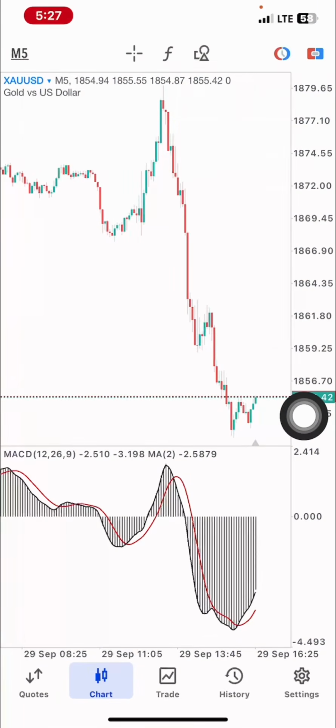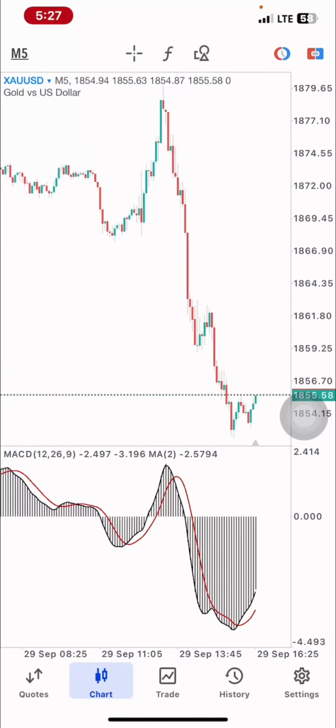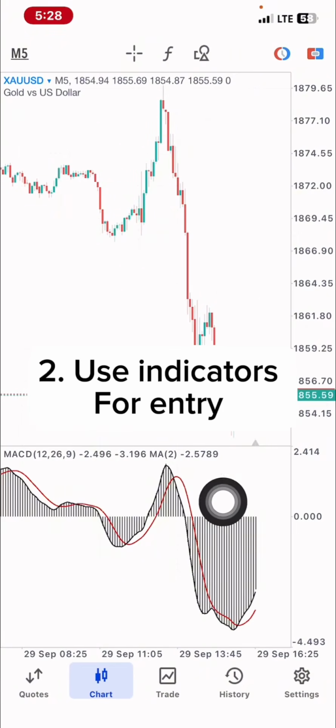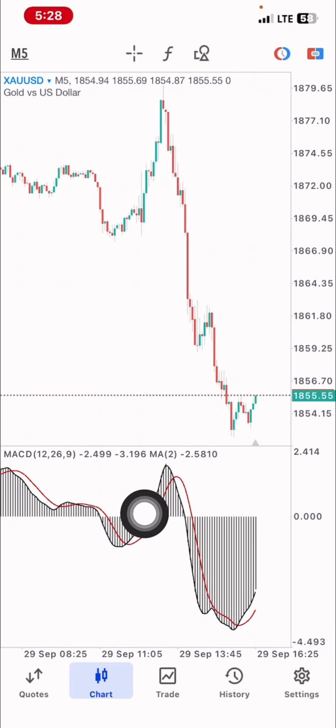So do not forget the 3 things you need to know before taking any trade. The first one is, you have to go to a higher time frame and figure out the trend of the market. Once you figure out the trend of the market, you should only think of trading in line with the direction of the market. Then you can use your indicators to look for change of character. That's the red line crossing the black line. All right, but you're not going to be looking for just any crosses.